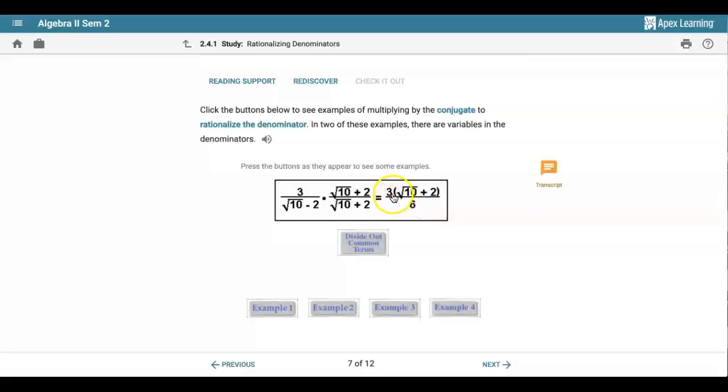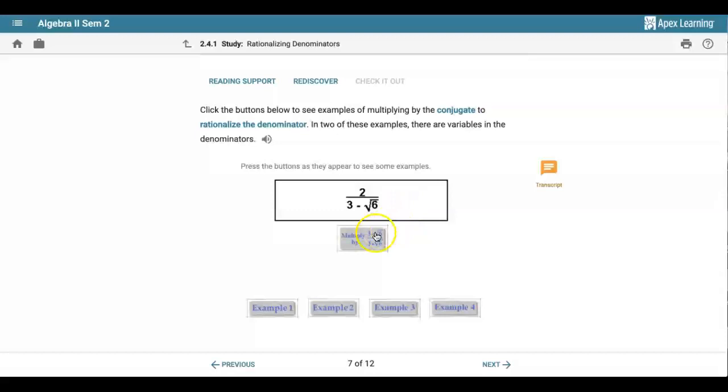So for example, before I distribute this 3 here, look, I've got 3 and 6. Well, there's a common term of 3 between both of these. So I can divide that 3 out, and I'm left with just 2 in my denominator. So before I distribute out that value, it's always good to see if you can divide.